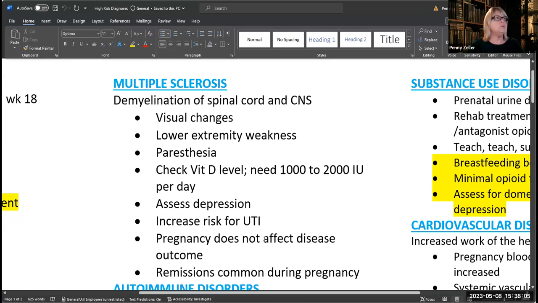What you need to know about multiple sclerosis is that it's not an autoimmune disease. It's just an onset. We don't know what causes it. We usually assess vitamin D levels. They're at risk for depression, and that makes sense.